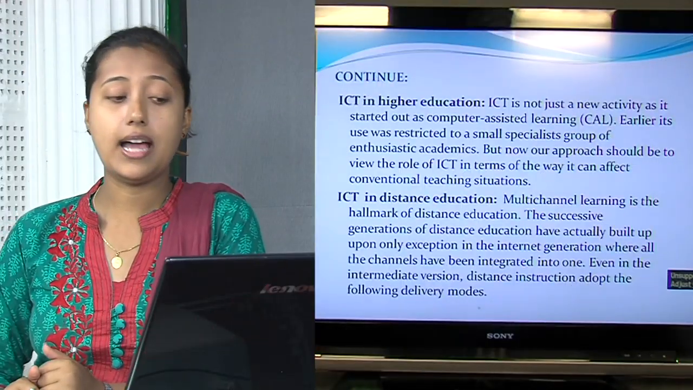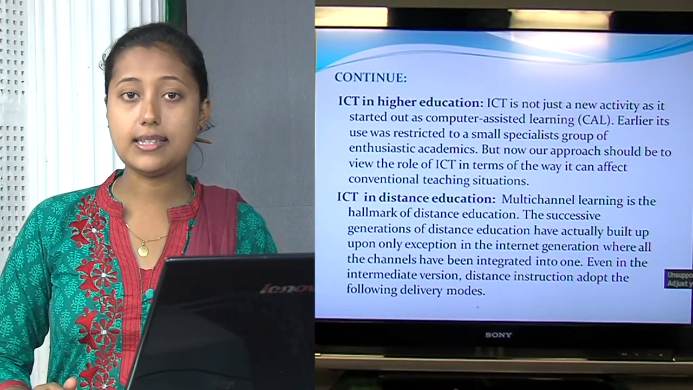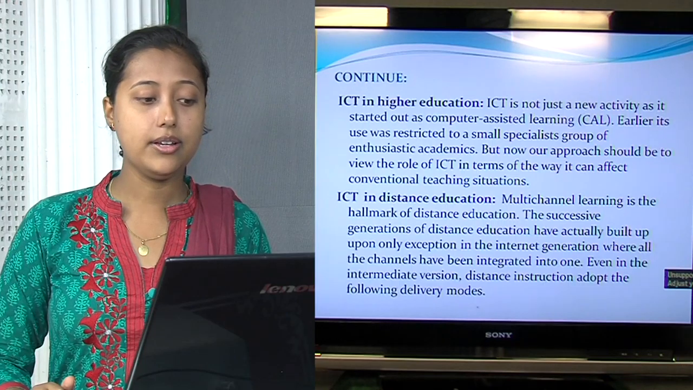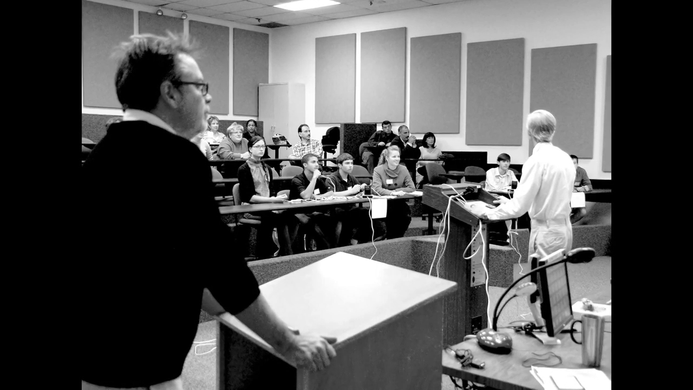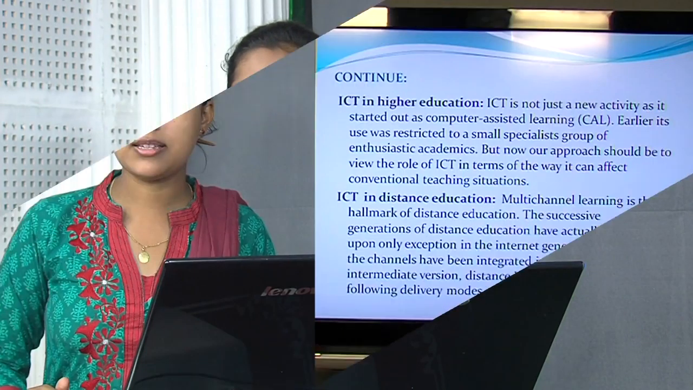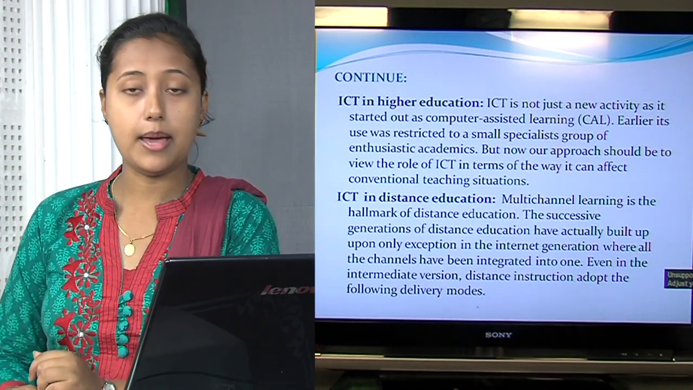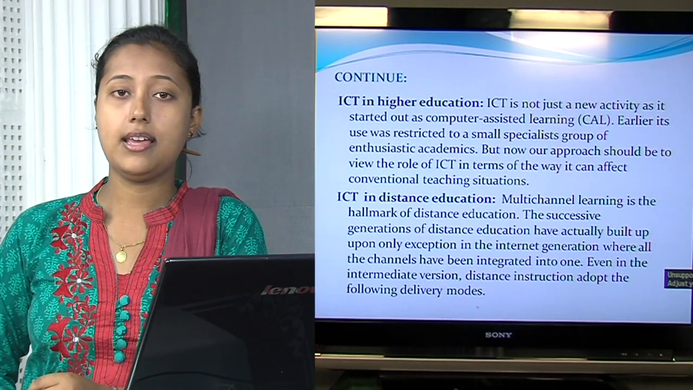Now, ICT in higher education. ICT is not just a new activity, as it started out as computer assisted learning, that is CAL. Earlier, its use was restricted to a small specialist group of enthusiastic academics. But now, our approach should be to view the role of ICT in terms of the way it can affect conventional teaching situations. Our third concept is ICT in distance education.